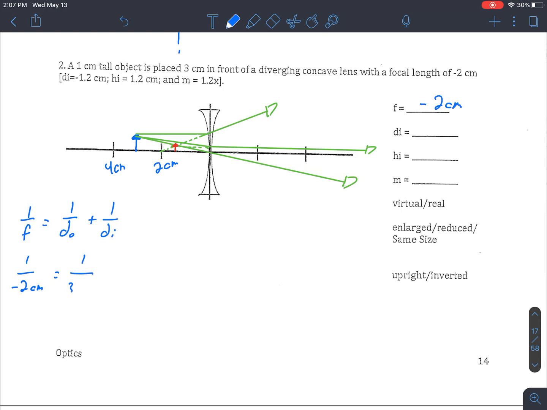The object distance was 3 centimeters. And we're solving for the image distance. So we plug that into a calculator, and we would get a -1.2 centimeters, which is right. It's negative. It's on the left-hand side. And we can see that's roughly 1.2.